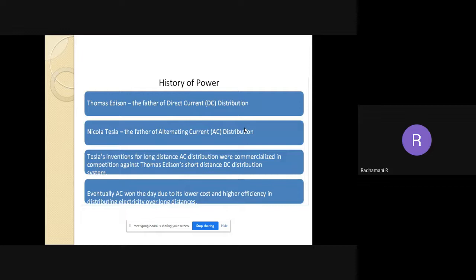This slide shows the history of power. First, Thomas Edison is the father of direct current distribution. After that, Nikola Tesla developed alternating current distribution. Due to lower cost and higher efficiency, AC distribution became more commercialized when compared to direct current distribution. Normally, alternating current distribution is used for long distances, and direct current distribution is used for short distances. When compared to DC distribution, AC distribution is more commercialized.